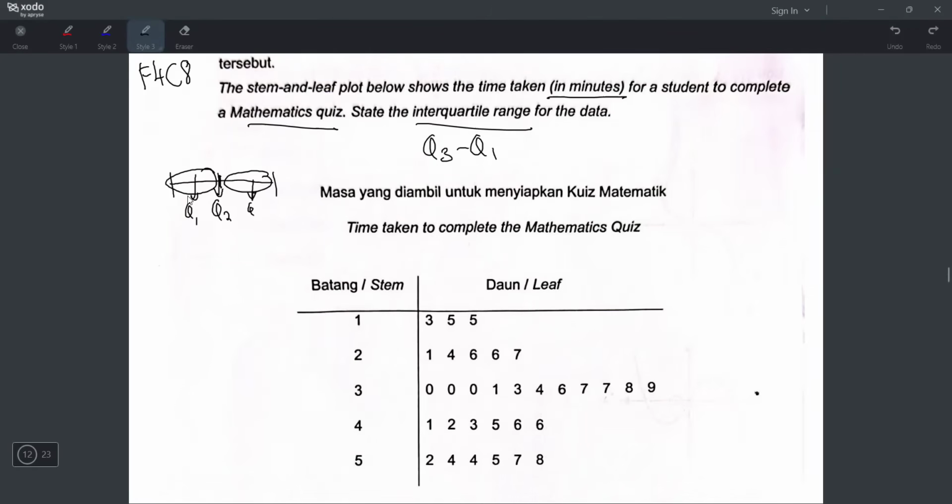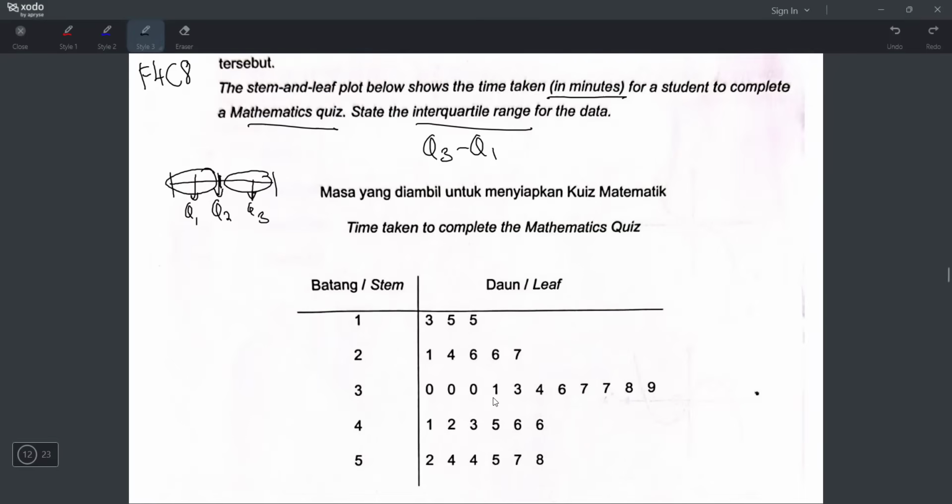But what if it's grouped data? This one is ungrouped, because a stem and leaf plot is confirmed ungrouped. But if it's grouped data, you have to use the ogive, because grouped data is divided into classes, and you have to find it from the ogive. They will give you the ogive, and then you take 1/4 times the total frequency, go to your ogive, and draw a dotted line to get your answer.